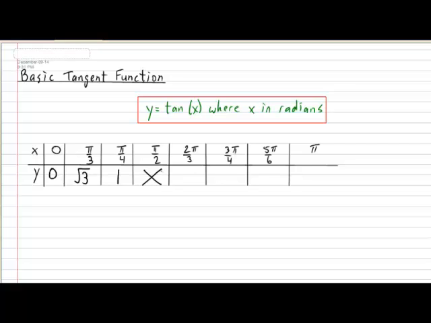Next, moving on. When x is 2 pi over 3, the y value will be negative root 3. When x is 3 pi over 4, the y value is negative 1. When x is 5 pi over 6, the y value will be approximately negative root 3 over 3. And finally, when the x value is pi, the y value will be 0.